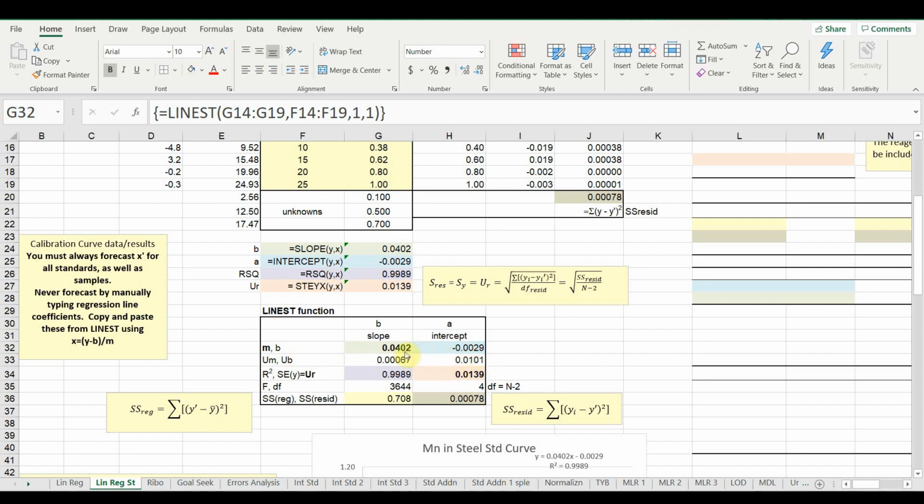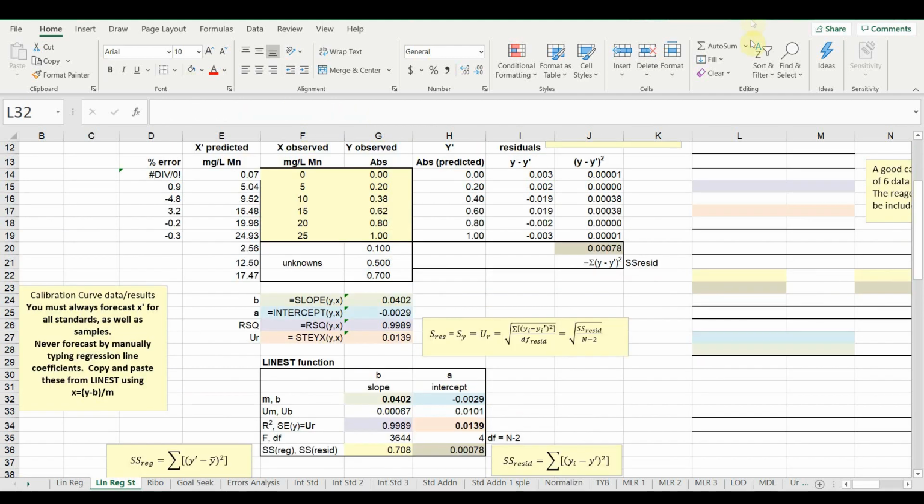These are occasionally used, as for example in determining the uncertainty in the standard addition method, which is in the notes, or perhaps in the method detection limit, which we'll look at later in this lesson. There's another tool in Excel that gives us these regression statistics and more, actually more than what we need.